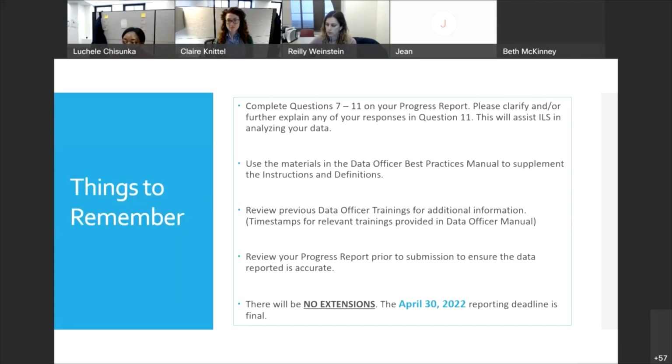The second thing to remember is to use the materials in the Data Officer's Best Practices Manual to supplement the instructions and definitions. As Riley showed during her presentation, all of that information is on our website. We've also sent it to you via email. It's very important to look through all of these documents to help you better understand any of the questions. Third, please review previous data officer trainings for additional information.